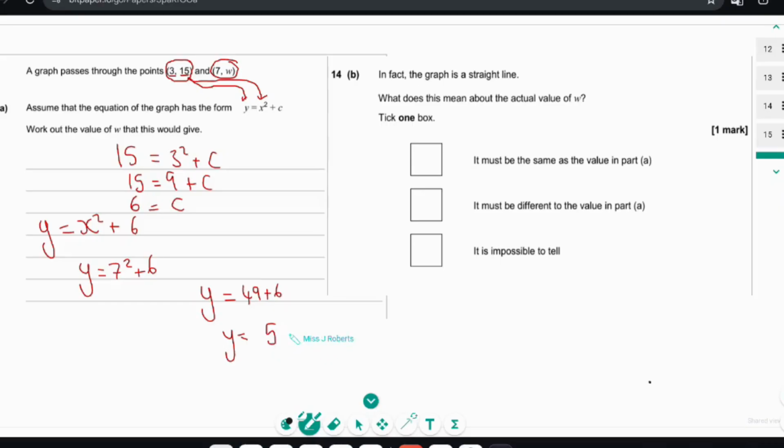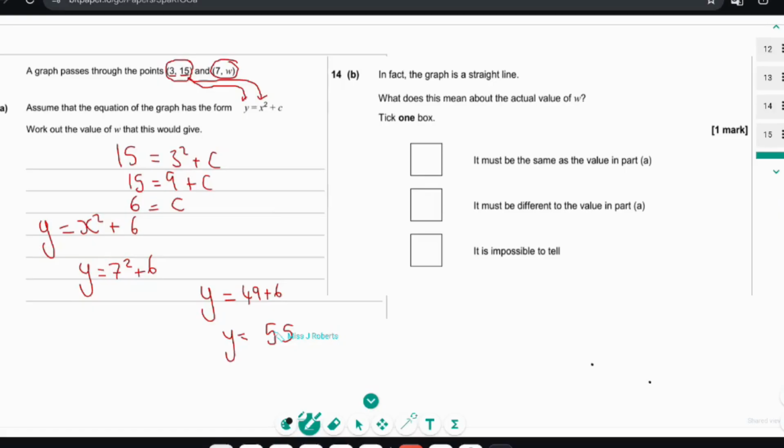Y is 55. In fact, the graph is a straight line, right? So that must mean that the equation is not y equals x squared plus 6, because that is not a straight line, that is a curve, a quadratic graph. What does this mean about the actual value of w?